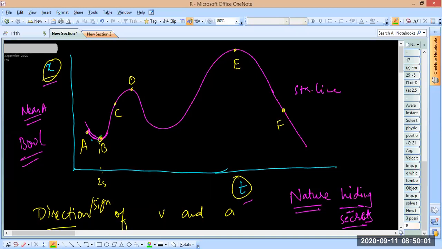Okay, here at B, clearly acceleration is greater than zero. Why? Ball shape, easy peasy, isn't it? Yes or no? Did you understand?